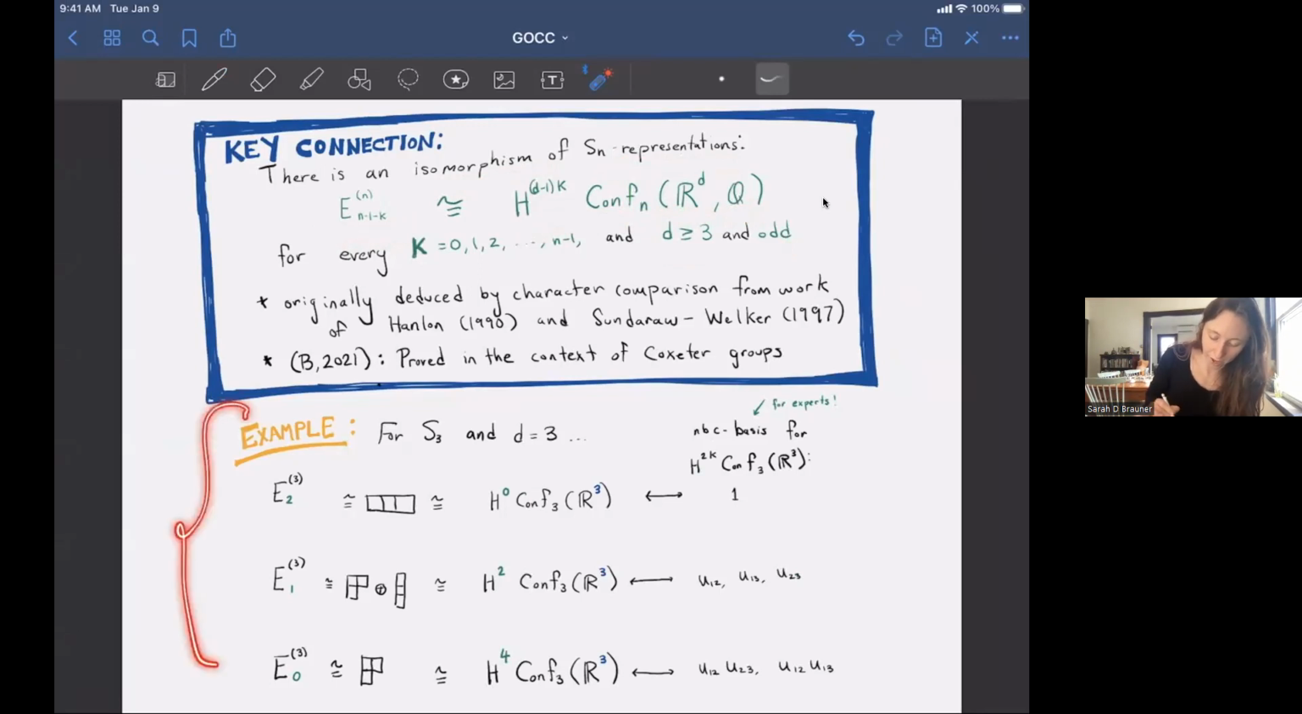So here's an example of that in S3. The new information here, this I've already told you, right? These are the Eulerian representations we've seen. The new information is that they're actually also describing pieces of a cohomology ring. This was originally deduced by a character comparison using the work of Hanlon and Sundaram and Welker. And then later I proved it in the context of Coxeter groups. So this is maybe a surprising connection, but it's going to be really important to what I'm going to say going forward. Questions about this?